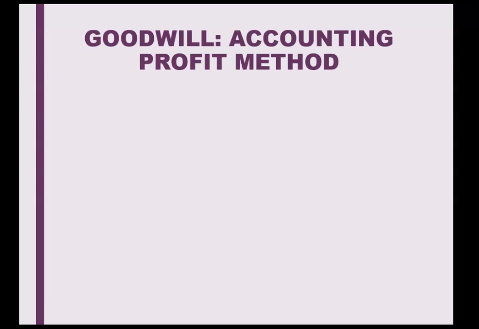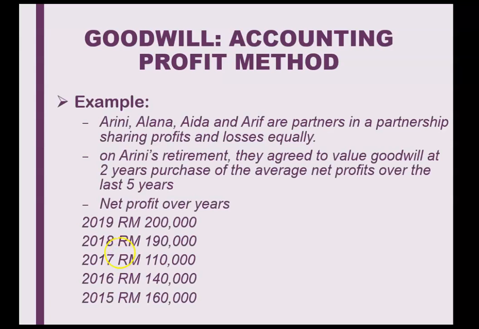So let's look at an example of how we actually measure the goodwill using the accounting profit method. Arini, Alana, Aida, and Arif are partners in a partnership, sharing profit and losses equally, so each of them is 25%. On Arini's retirement, meaning she quits the partnership, they agreed to value the goodwill at 2 years purchase.